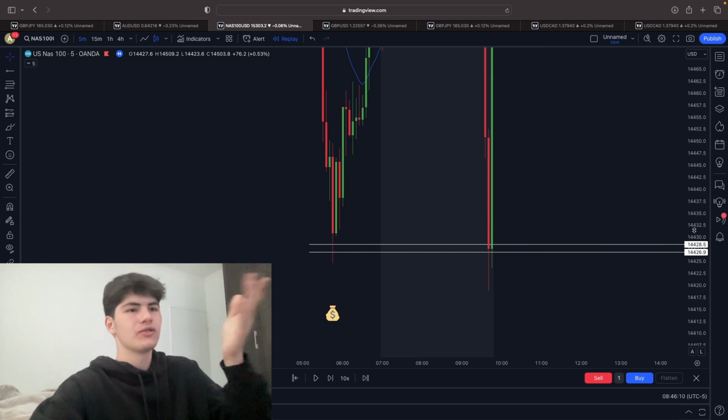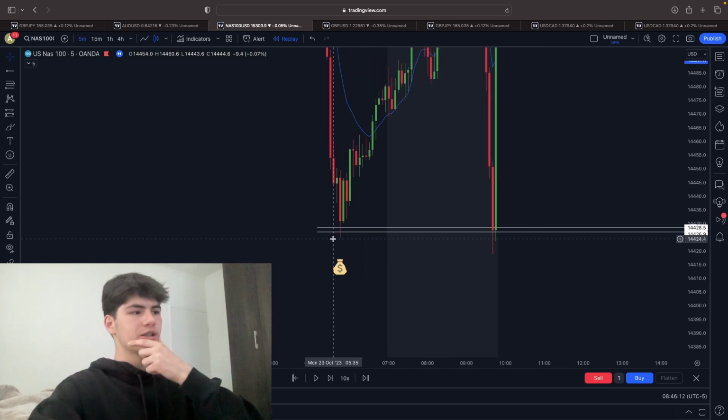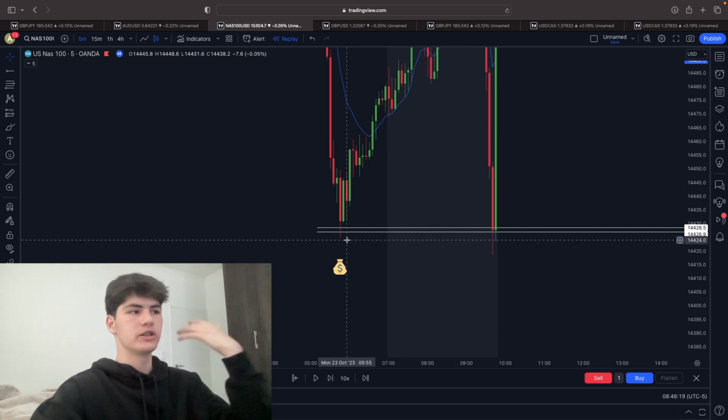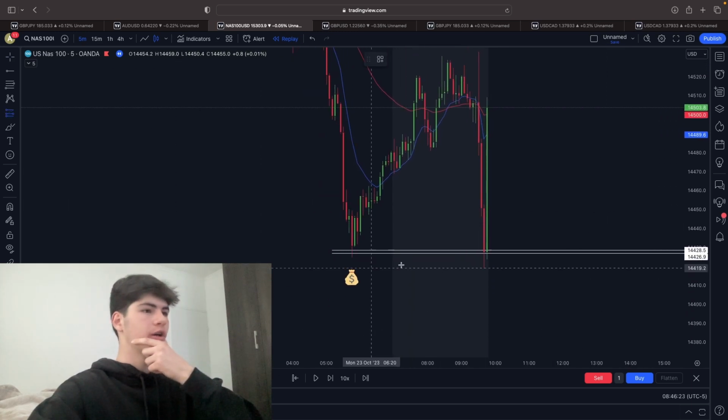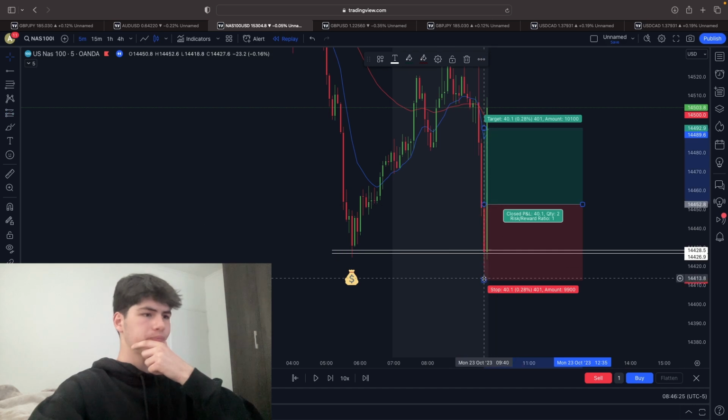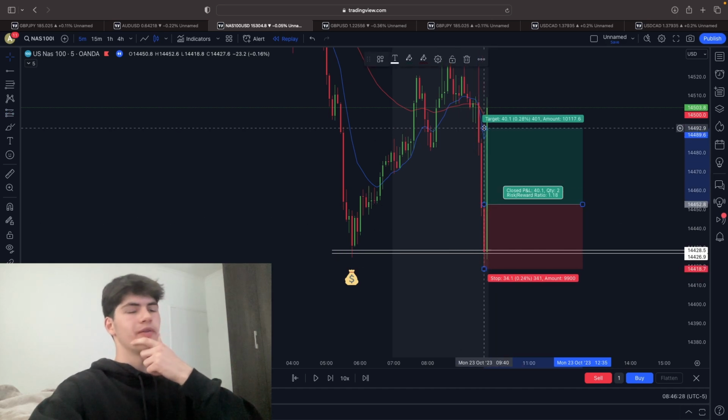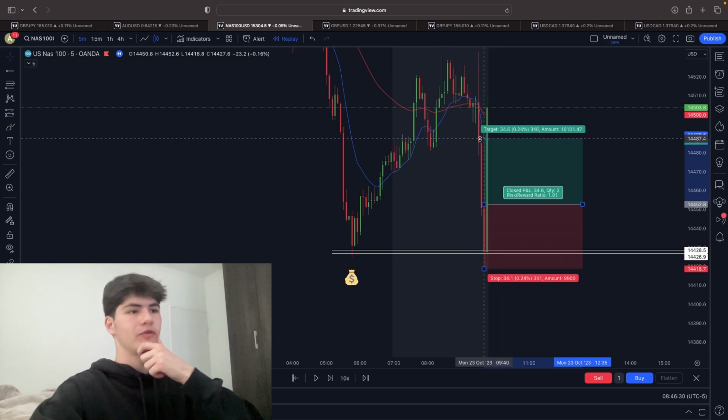Well, it is still valid, as long as it doesn't close below this wick here. If this red candle closed below this wick here, this is invalid. I'm not going to take it. I'm not going to look at it. But it didn't do that. So we got in at break of the candle, and all you do is wait for your 1-to-1. You can take it higher if you want.